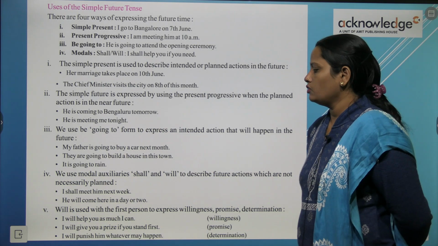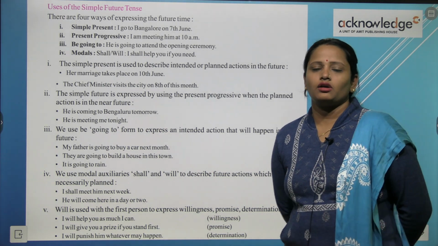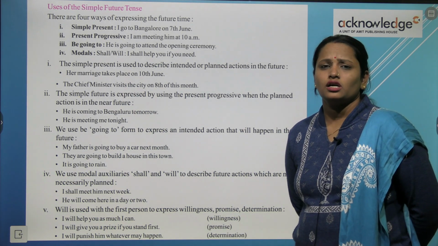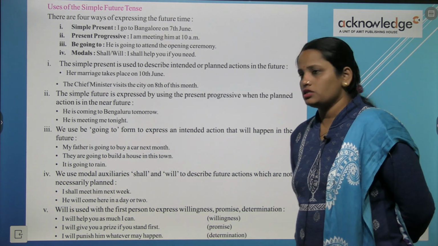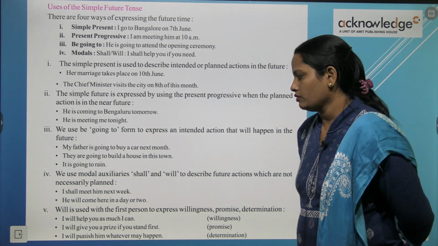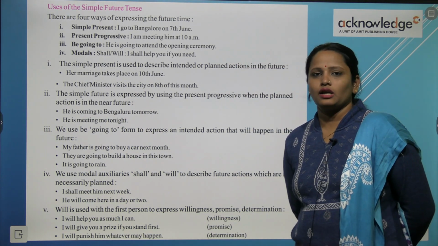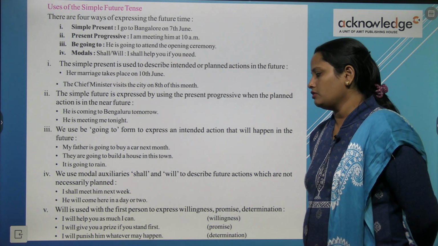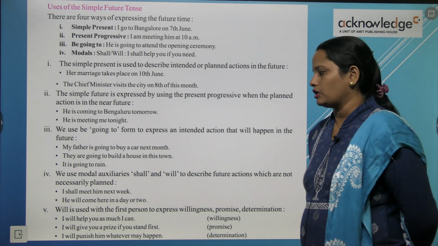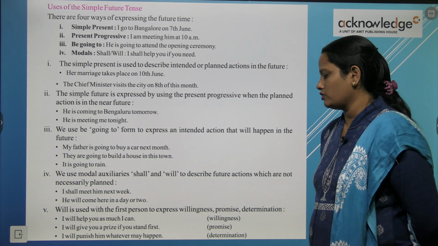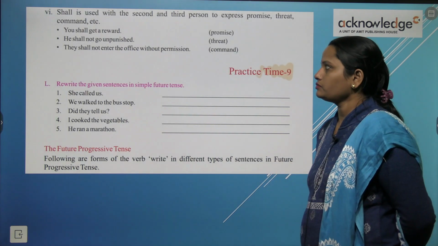Will is used with the first person to express willingness. So will कब use करते हैं? हम first person के साथ use करते हैं जब किसी भी चीज की willingness बतानी होगी, इच्छा बतानी होती है, promise या फिर determination बताना होता है. I will help you as much as I can. अब यहाँ क्या बता रहा है? Willingness बता रहा है. I will give you a prize if you stand first. तो यहाँ पे promise की बात हो रही है. I will punish him whatever may happen. सो यहाँ पे एक determination की बात हो रही है.